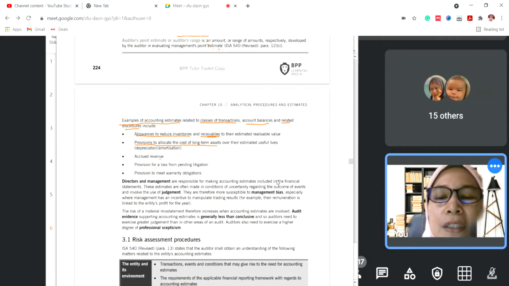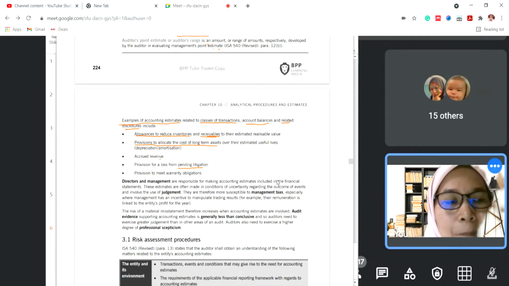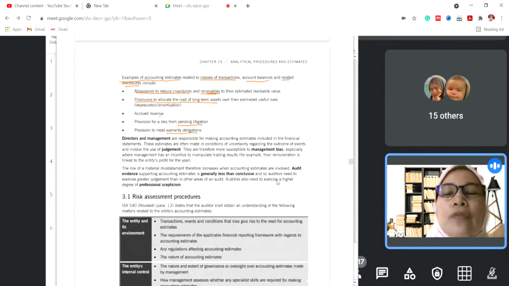Provision for loss from pending litigation. So this is provision for a legal suit. That is also a provision, whether it is a gain or probable gain or probable loss, so it should be disclosed. And if it is sure to gain or sure to lose, then whether it is adjusted or not. And then provision to meet warranty obligation. So this is also a provision, not yet confirmed.